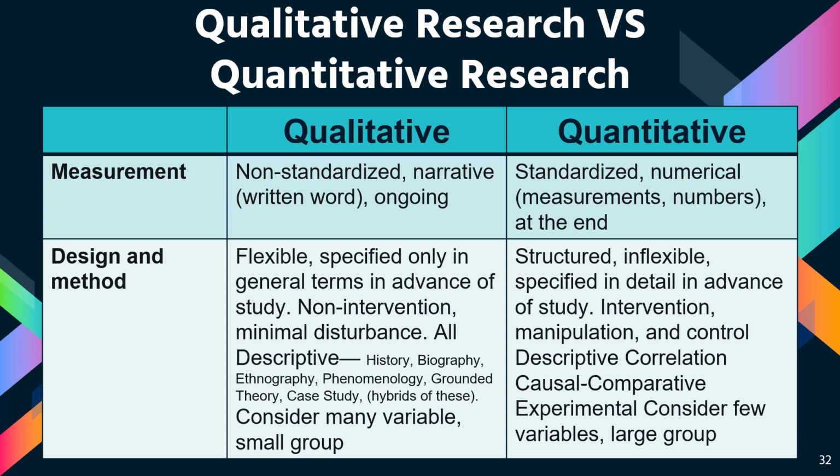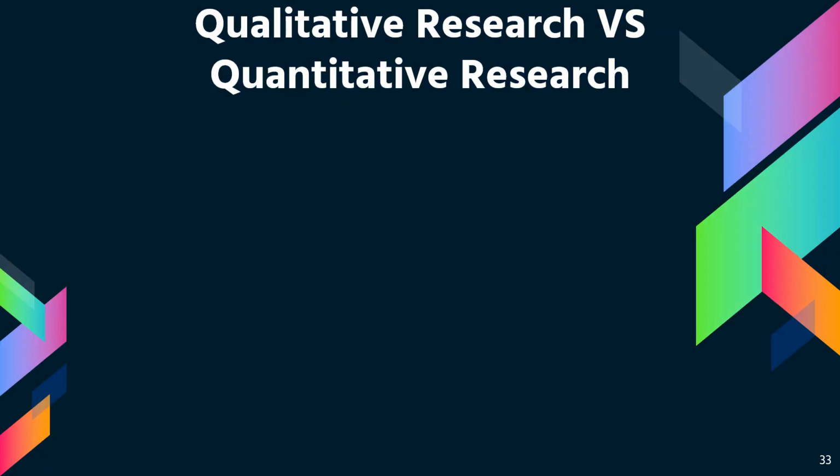However, in a quantitative research, when it comes to design and method, it is structured, inflexible, is specified in detail in advance of study, intervention, manipulation, and control; descriptive, correlational, causal comparative, experimental; considers few variables and large group.